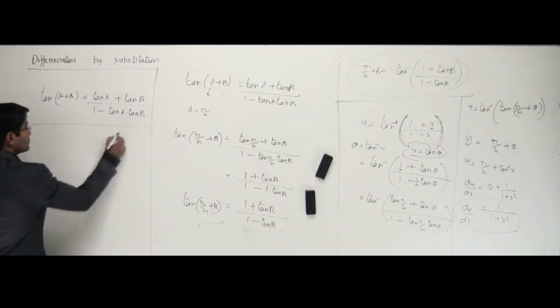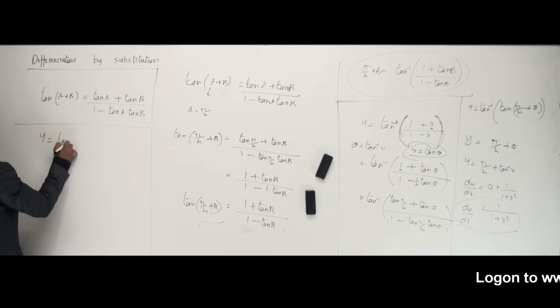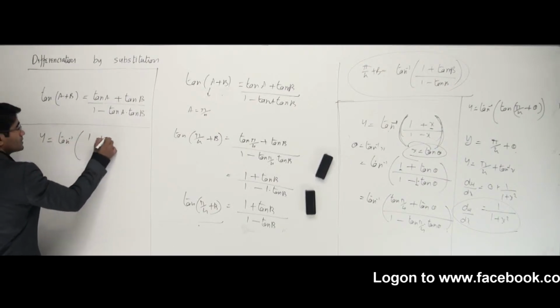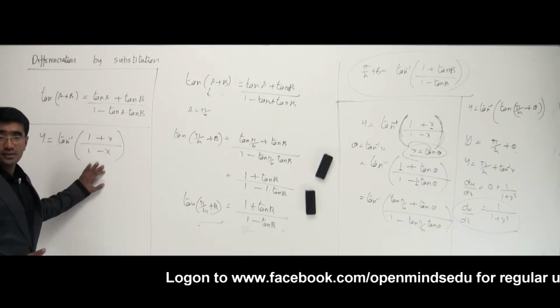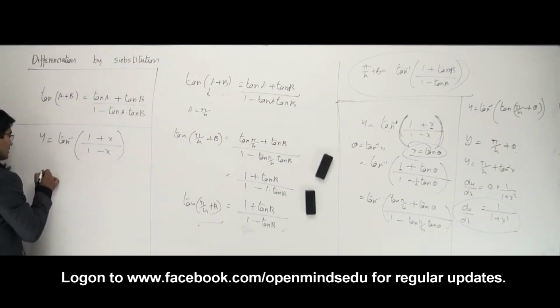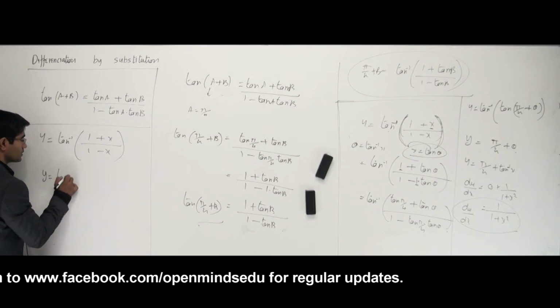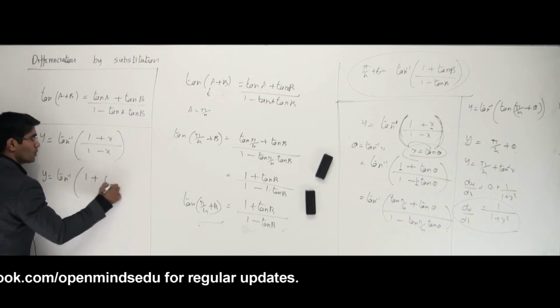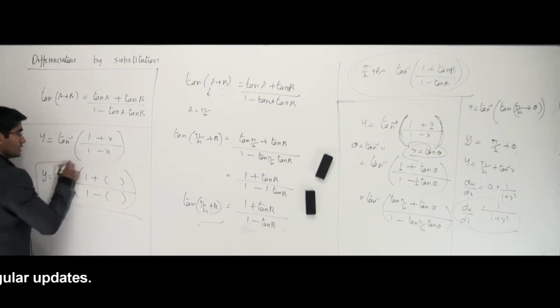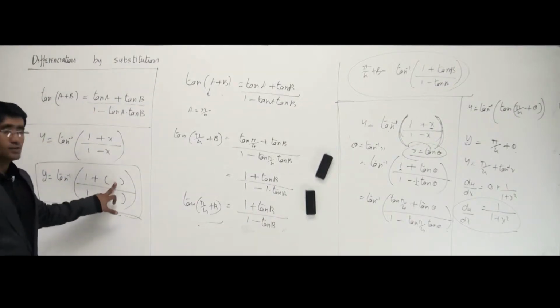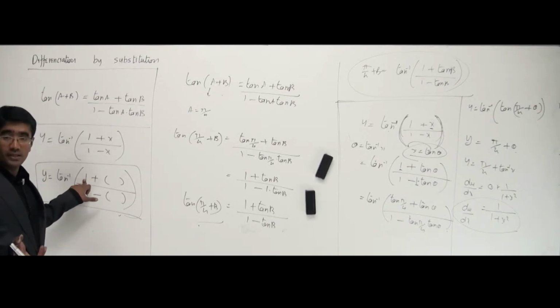So they can ask a question which looks like y is equal to tan inverse of 1 plus x by 1 minus x. All right, anything else they can ask? Yes, they can ask anything like this. y is equal to tan inverse of 1 plus whatever function by 1 minus same function. Anything which looks like this, a general format, I should take this function to be tan theta, and this has to be like tan 45.